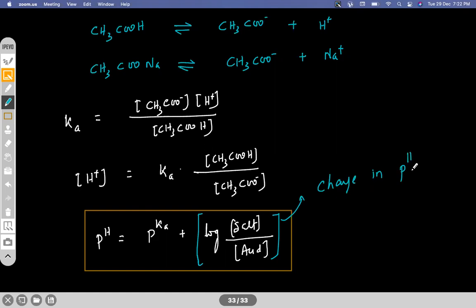So whatever the change, if they ask you to find out the change, you need to find out log of salt by acid. We will discuss one question on this in the next class, not today, because we have to discuss a few more things. But one or two problems we'll see, you will understand how to do this, okay? But always keep this in mind, the original pH will be obtained according to this K value. This K value is not changing, but because of the acidic buffer, we'll have a little bit of change in pH, and that change would be this and this.